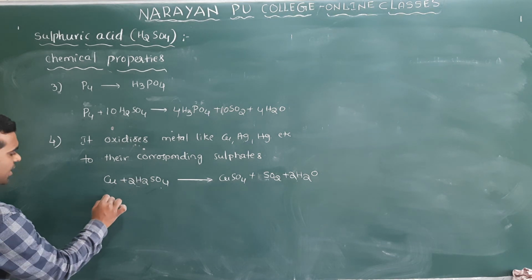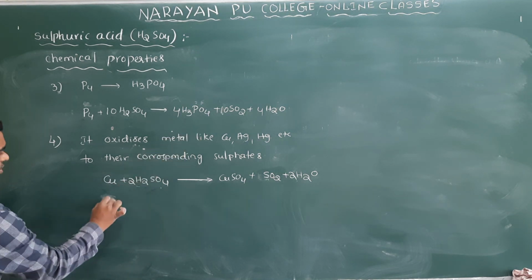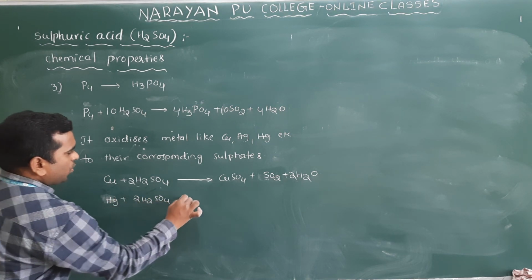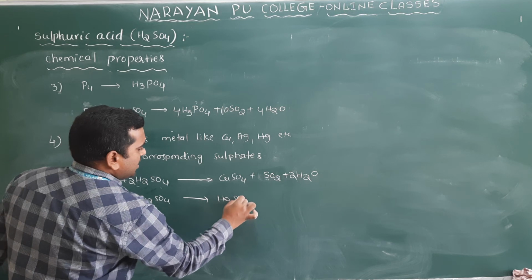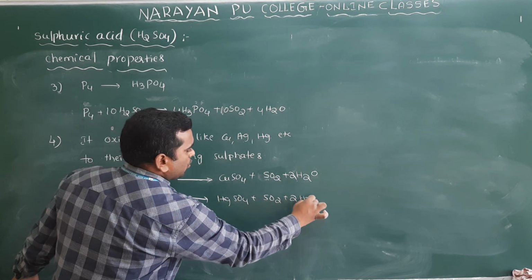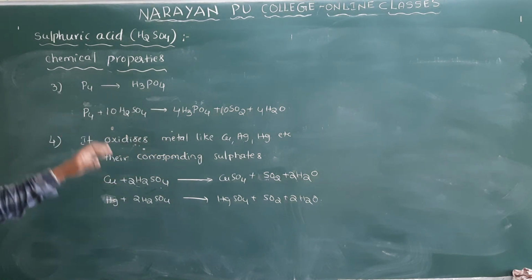If you take mercury and 2 moles of H2SO4, you will get HgSO4 and SO2 plus 2H2O. Clear? And this is the oxidizing property. The next one is the reaction with the salts.